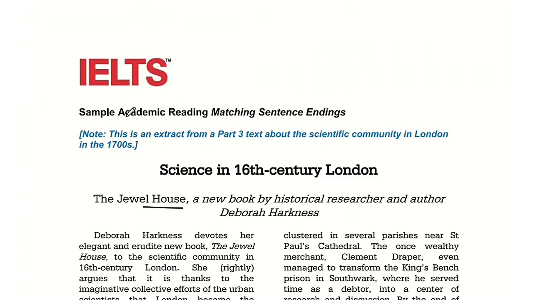So in this test paper, we'll be looking at how we have to solve the sentence ending type of questions. So here you can see this is the heading of the passage. Science in the 16th century London. Jewel House, a new book. Historical researcher and author Deborah Harkness. Now we're looking at the questions.